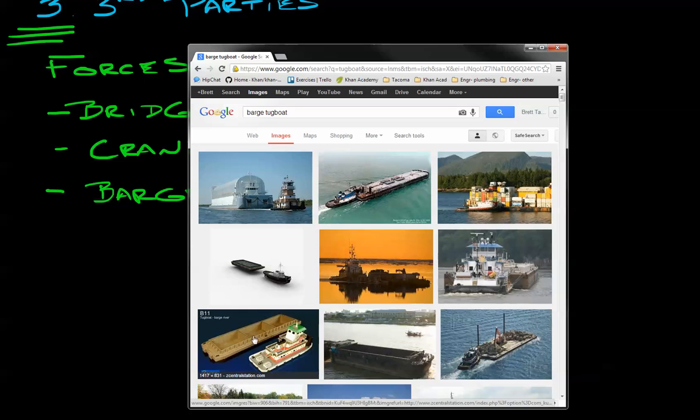Or sometimes you'll see tugboats on the sides of barges. What's going on there? How does it work? You can see this tugboat pushing at an angle. Well, why is it doing that? And what's going on in this barge? These are all questions that statics answer.